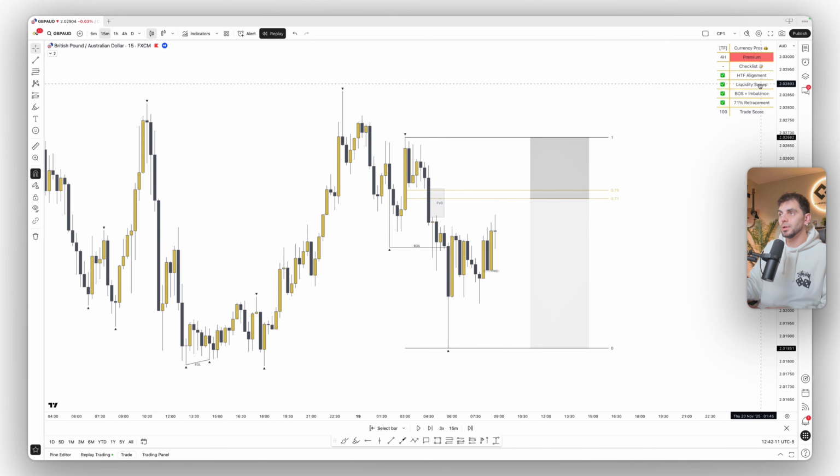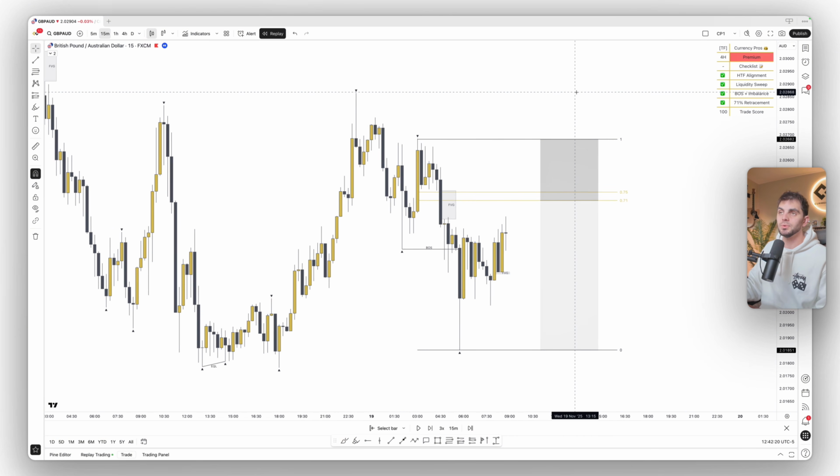Next up, we have liquidity sweep. So there's 2 main reasons why a liquidity sweep is so important to identify before you get involved in a trade. The simple way to describe liquidity is just resting money in the market, and the market wants to purge that liquidity and bring that money back in to add fuel for the next move.